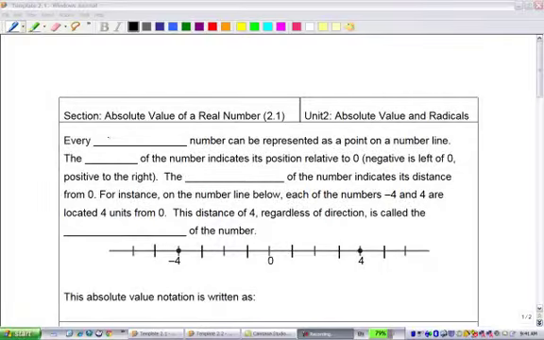Welcome to absolute value and radicals for Pre-Calculus Math 11. Today we're taking a look at absolute value of a real number, which is section 2.1.